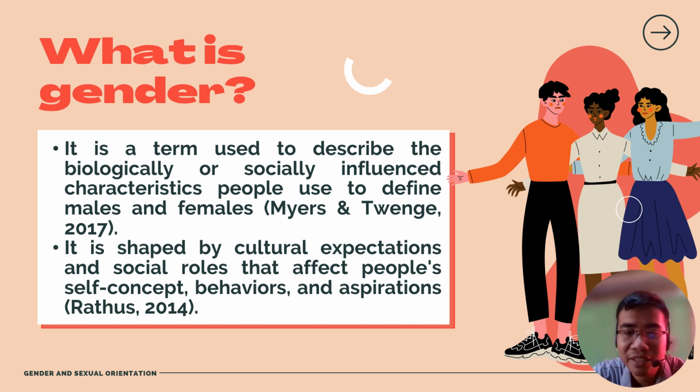Okay, so what is gender? Gender is a term used to describe the biologically or socially influenced characteristics people use to define males and females. That is according to an article in the year 2017. There are two terms associated with gender, the biological and the social characteristics. Meaning to say, some characteristics are biologically assigned at birth, and some are socially created. It is shaped by cultural expectations and social roles that affect people's self-concept, behaviors, and aspirations. Okay, so that is gender.